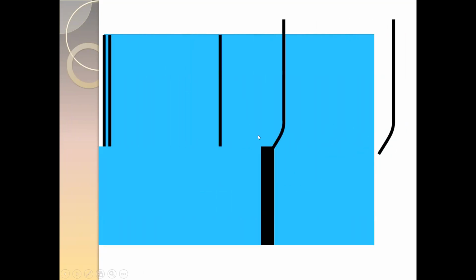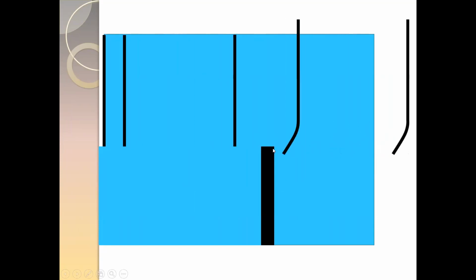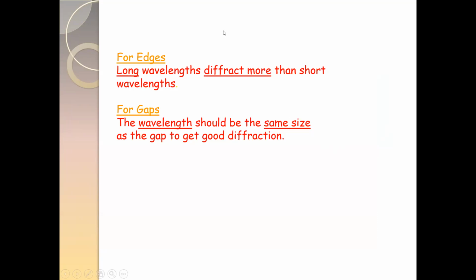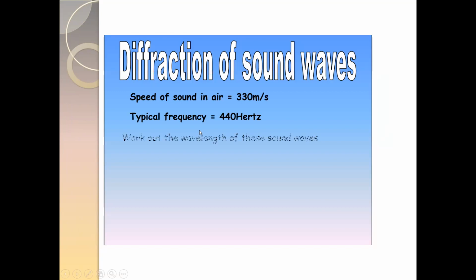In the same way, some of the waves, when passing through an edge, also diffract or change direction slightly. We also call that diffraction. Remember these terms for edges. When longer wavelengths are there, they have more diffraction. But for gaps, when the gap size is small or the gap size is the same as the wavelength, then we'll have maximum diffraction.